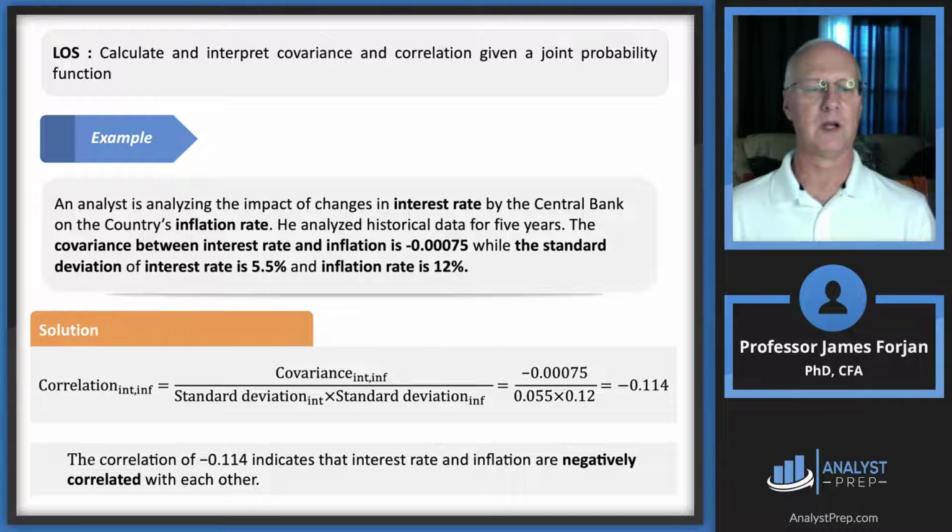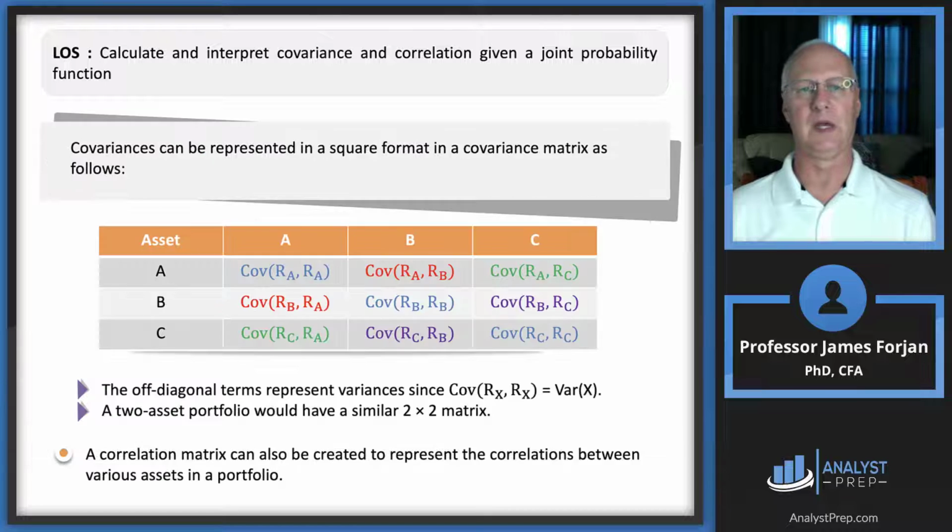So what do we conclude there at the bottom? The interest rate and inflation are negatively correlated with each other, but it's not super strong. If that turned out to be a minus 0.91 or 0.81, then we would say, oh my gosh, these two things are super related.